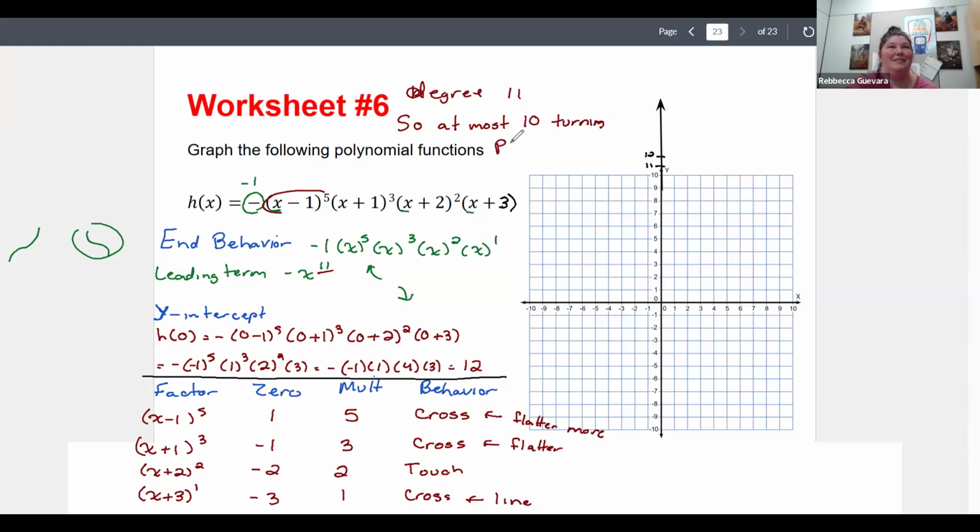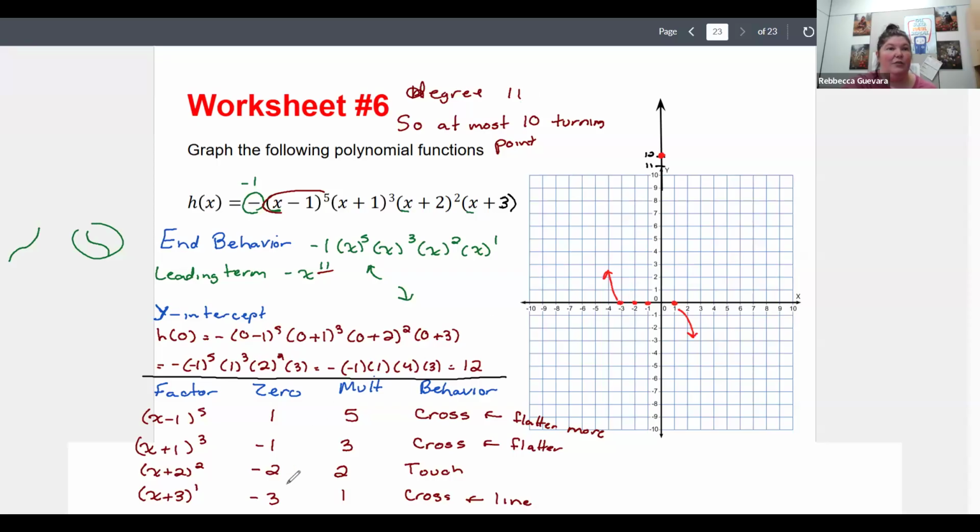All right, let's start labeling everything. So we know that we should have a 0 at 1, 0 at -1, 0 at -2, 0 at -3. A little better. And we're supposed to cross our y-intercept way up here. So this is going to be a tight graph. We know end behavior, it should look like this. So when I'm at the ends of my zeros, I'm expecting this kind of behavior.